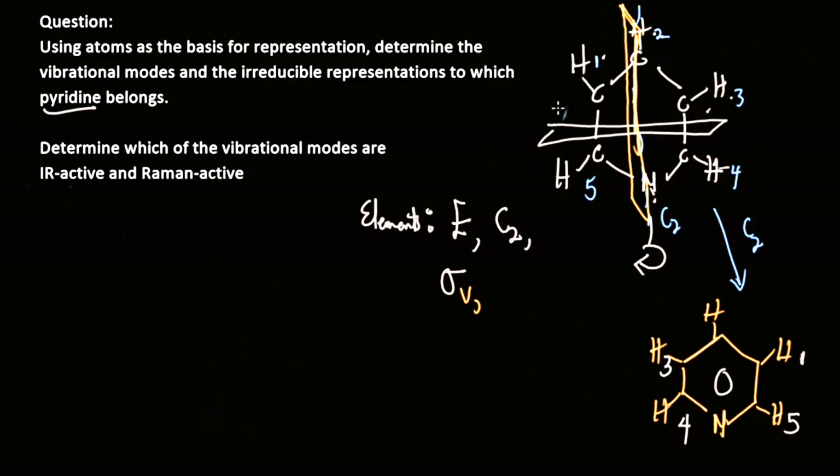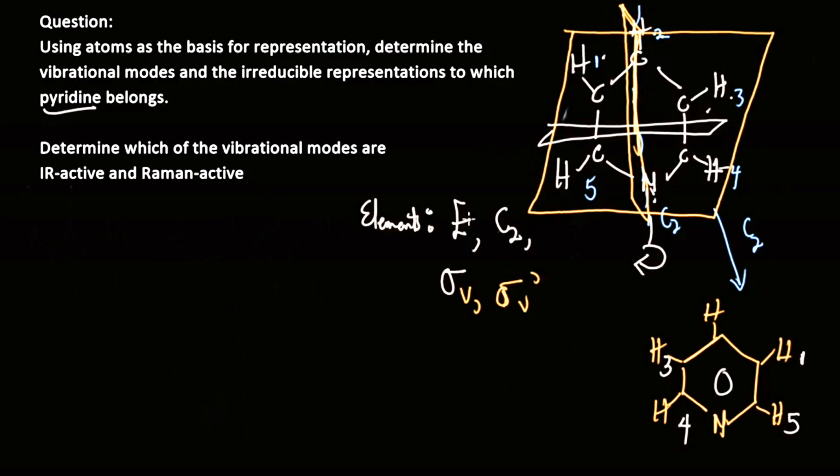So can we have another mirror plane? Let's say we cut everything this way like this. This gives us another mirror plane, so we can have sigma v prime. So these are the symmetry elements of this compound, and they give us the C2v point group, right? If you don't get how we got the point group, you may want to check the video on point group. So this gives the C2v point group.